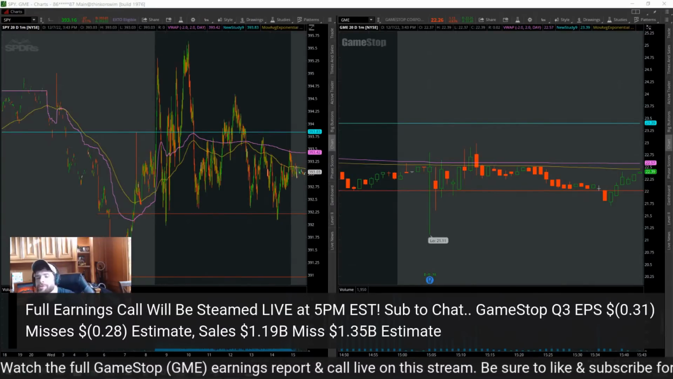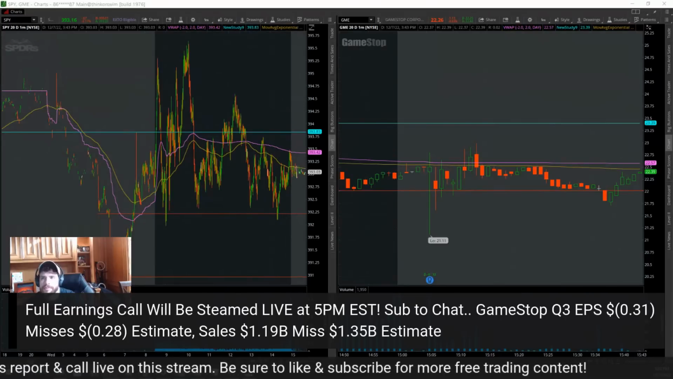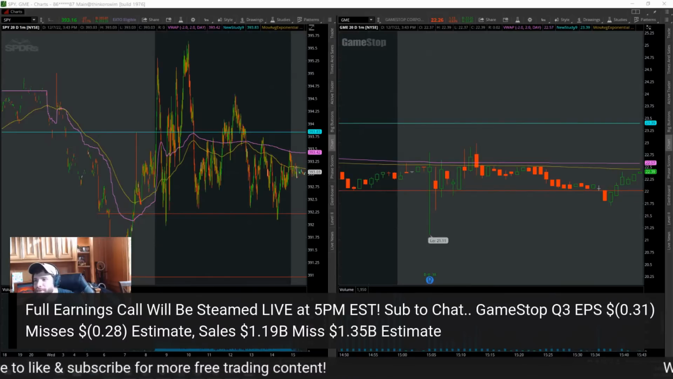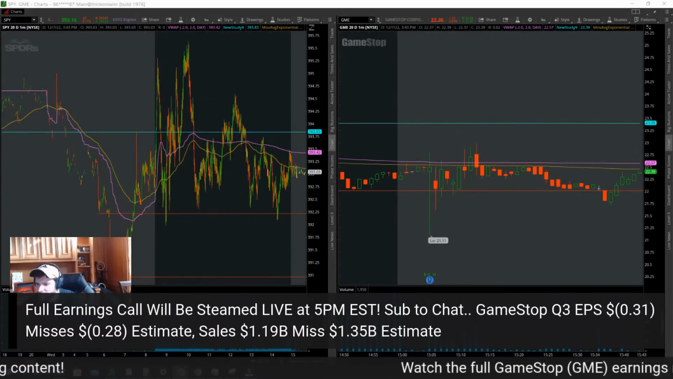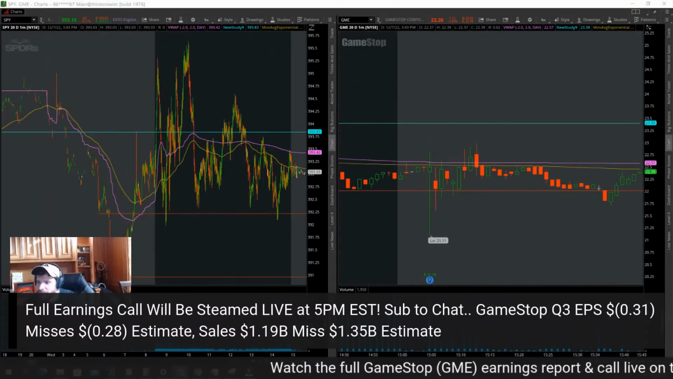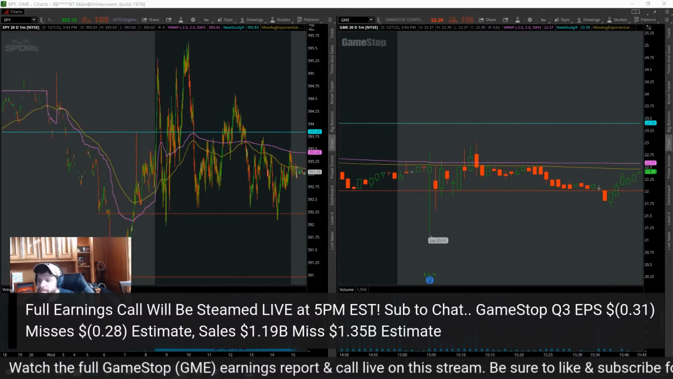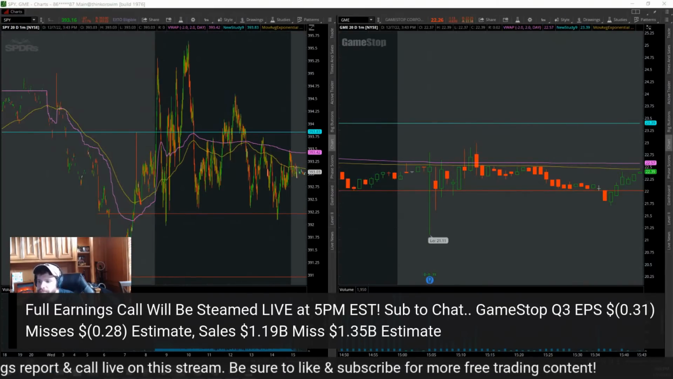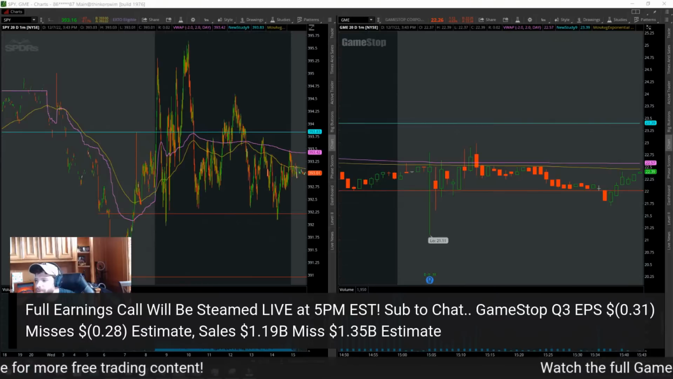GameStop starting to come back up. It's at 22.50s. Let's see if it'll break. SPY's still neutral. GameStop starting to creep back up, though. It's actually reacting positively from this earnings report. All right, there's the volume weighted average price and the 200 EMA. Let's see if it actually holds those spots.